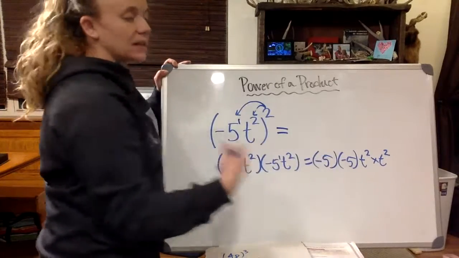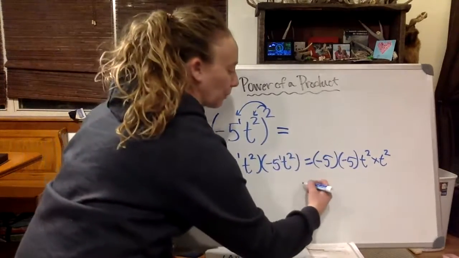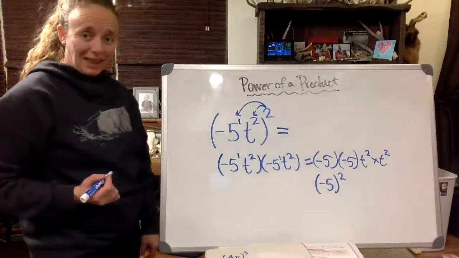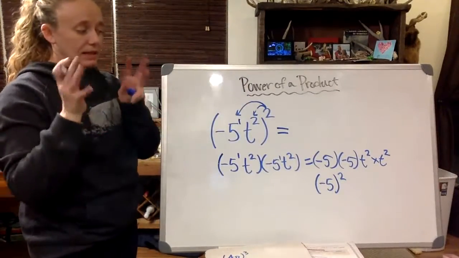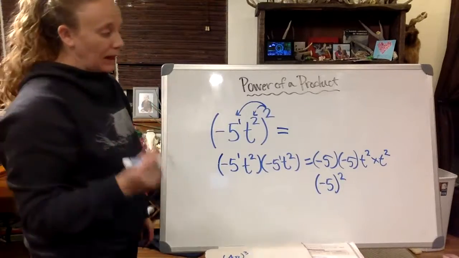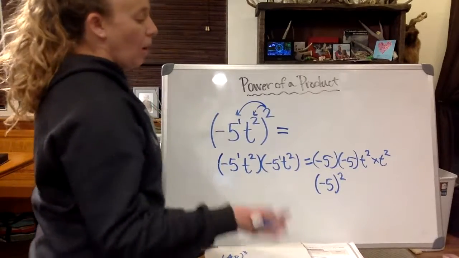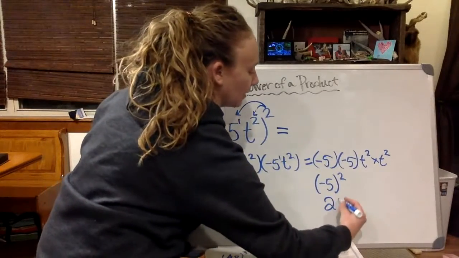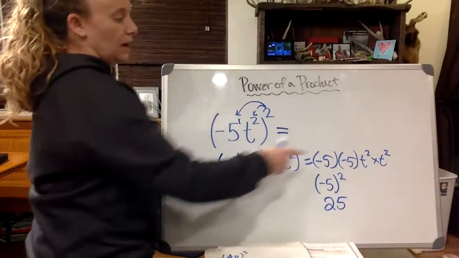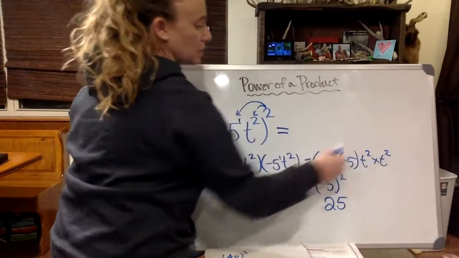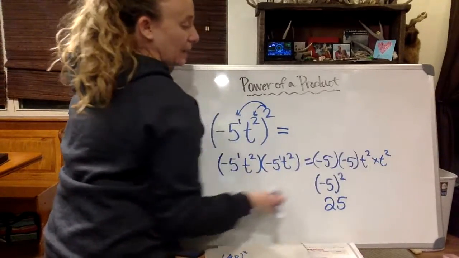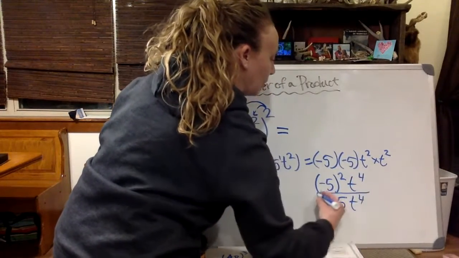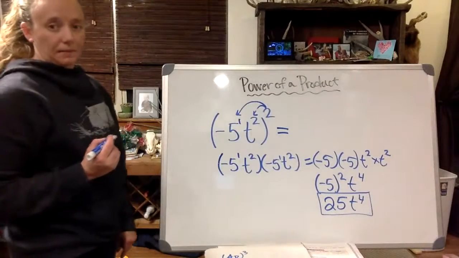And now I can simplify this. -5 times -5 is technically -5 squared. And if I were to write that, I'd write it like this, -5 squared, like that. So that way I know that that parentheses, that negative, is going to be affected by that squaring. Or I can actually do the math and I'll say -5 times -5 is 25. T squared times t squared, I have the same base. I can add the exponents. That tells me that I have t to the 4th. And that would be my final answer for this whole thing.